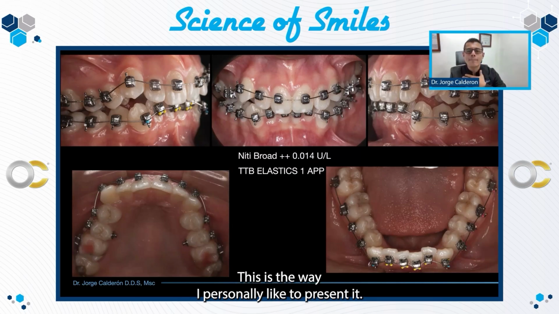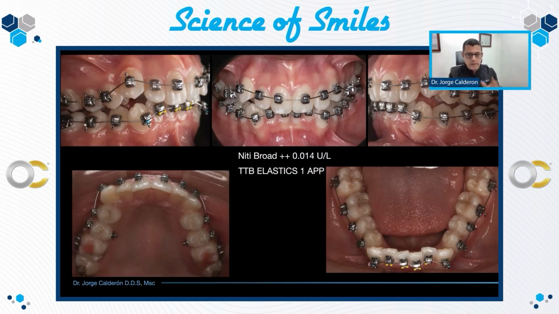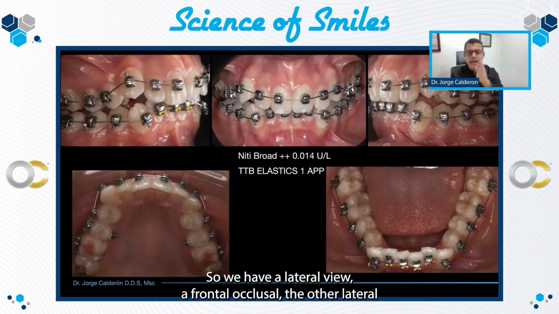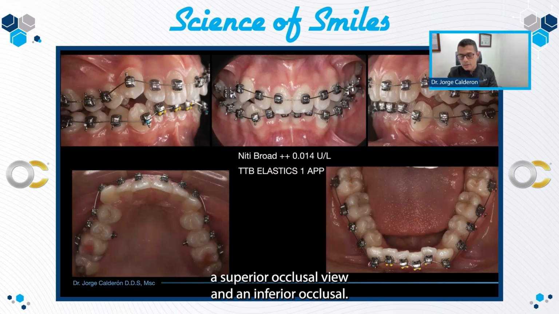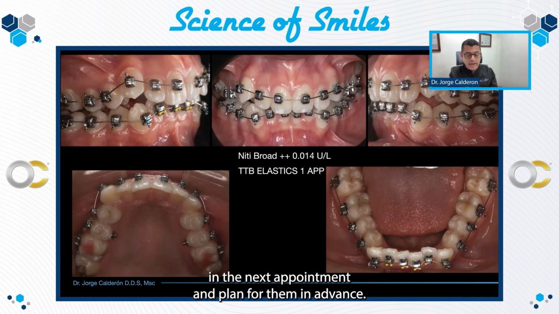This is the way I personally like to present it. You will see that there are some other doctors who flip the occlusal photograph lower and put it upside down. Well, here I prefer to do it this way. So we have a lateral view, a frontal occlusal, the other lateral, a superior occlusal view, and an inferior occlusal. This allows me, as I was saying, to take into account many variables that I might need to correct in the next appointment and plan for them in advance. In other words, dental photography also makes me efficient.